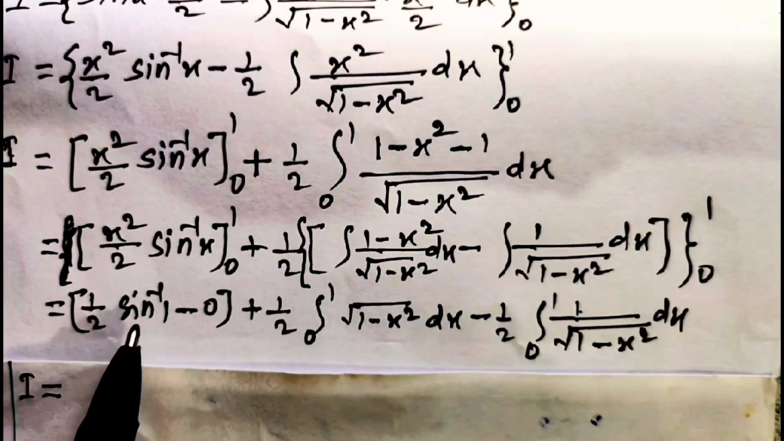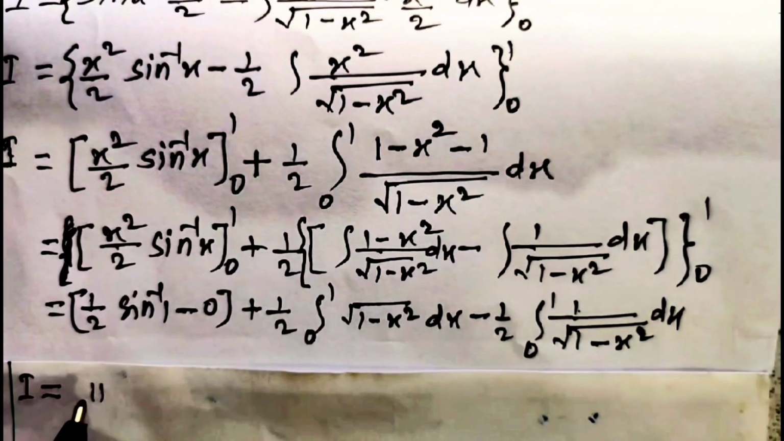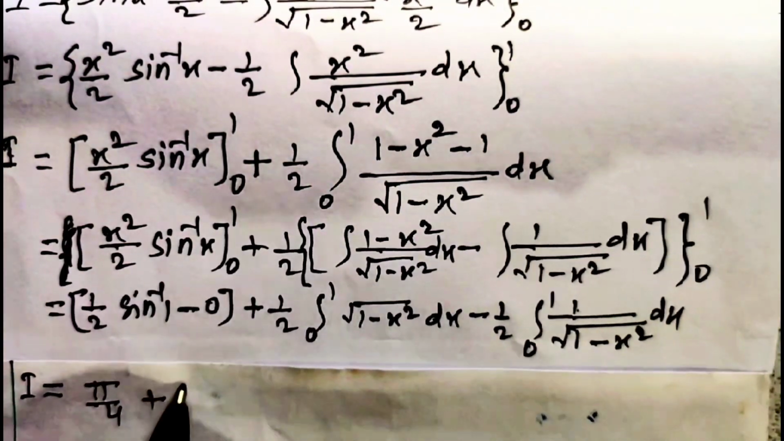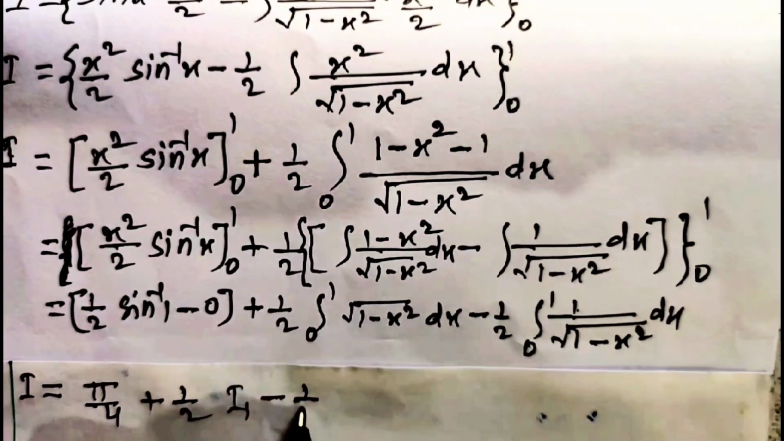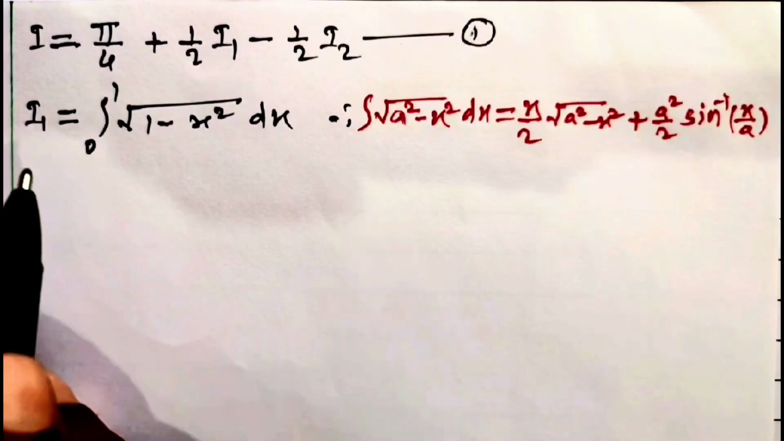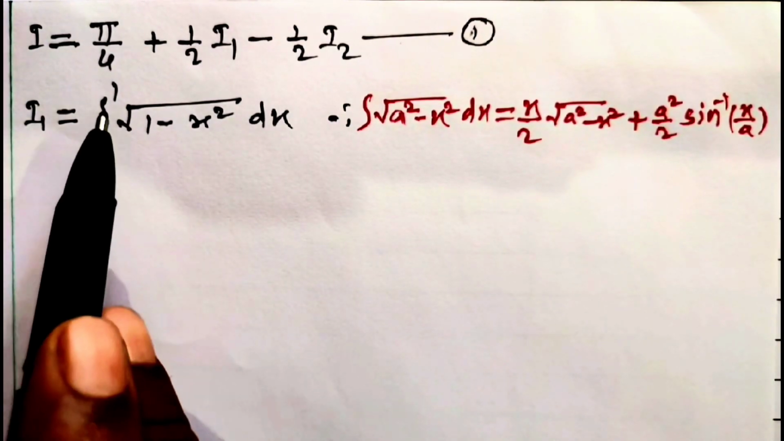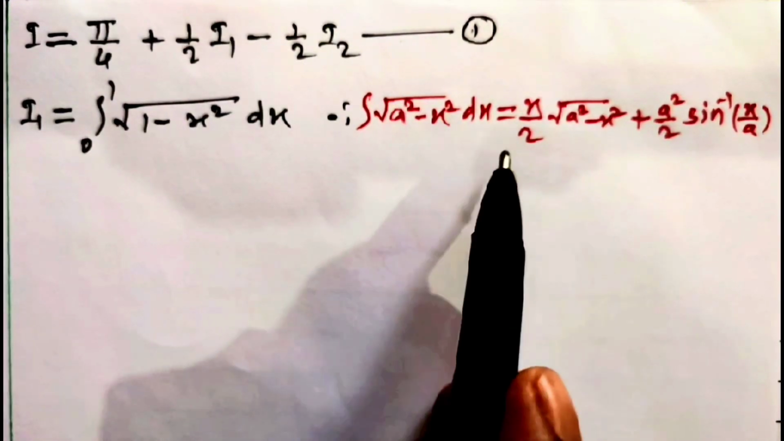Hence I is equal to sine inverse 1, this is pi by 2, and this half, this becomes pi upon 4, plus 1 upon 2. Consider this is I1 minus 1 upon 2. Consider this is I2. Let us evaluate these two integrals separately. To evaluate this integral, I1 is equal to integral from 0 to 1 square root of 1 minus x square dx. We have to use this formula.